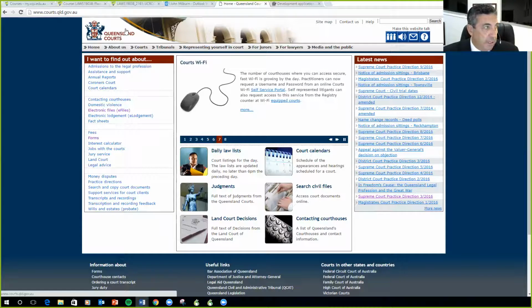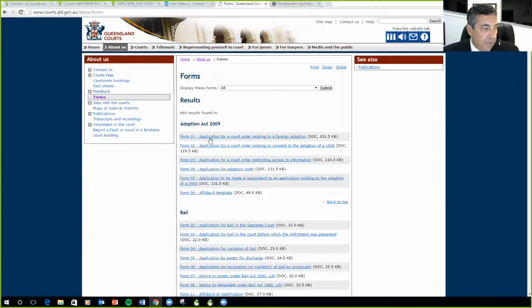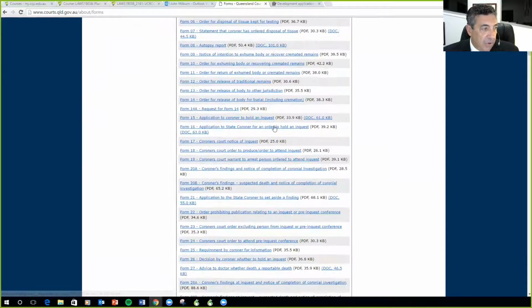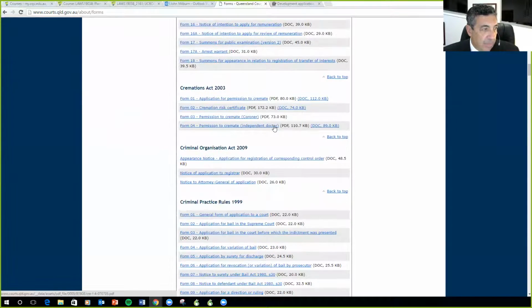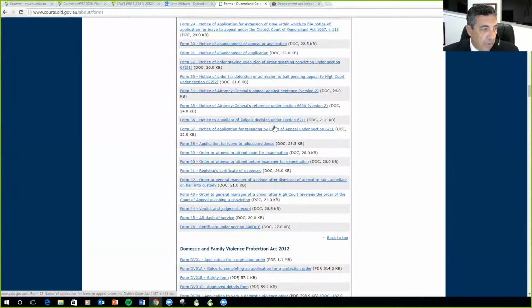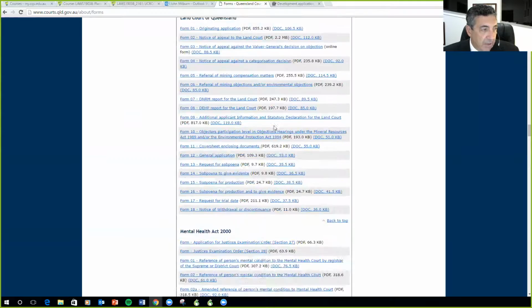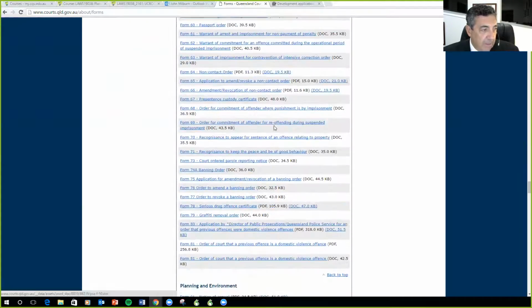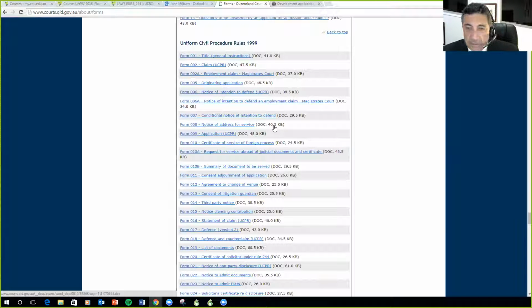We go to Queensland Courts forms. You'll see there's a whole range of different forms that relate to different areas of law. Adoption, bail, child protection, coroners. Well, none of those is what we're after here. Corporations, cremations, so on. Criminal practice, domestic violence, general, Justices Act, land court, it's not that, mental health, penalties and sentences. We're getting close now. We get down to the Uniform Civil Procedure Rules.